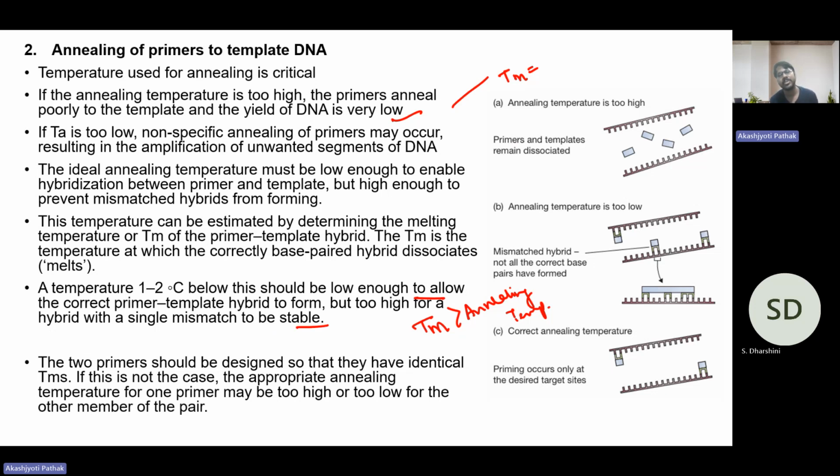Okay. The two primers should be designed so that they have identical melting temperature. So the two primers that you design, the forward primer and the reverse primer, their annealing temperature must not be very different. They must be nearly identical. There can be 1 or 2 degrees Celsius difference, but it must not vary greatly. If this is not the case, the temperature appropriate for one primer may be too high or too low for the other, and this will create improper annealing.